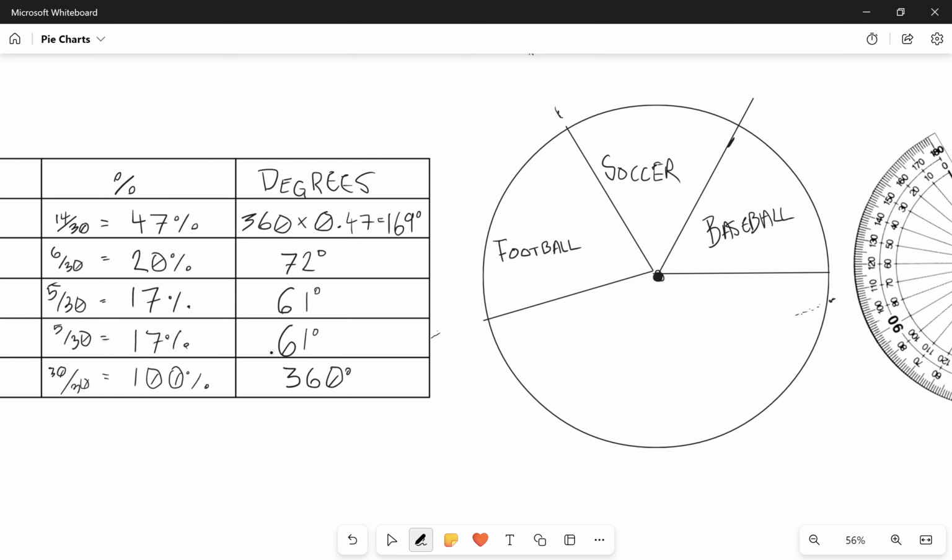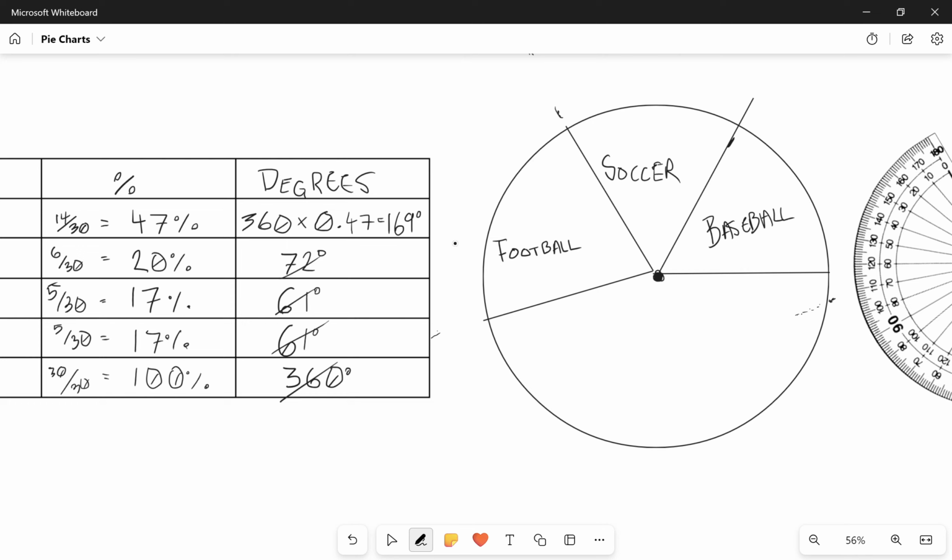We have done our 61 degrees. We've done our second 61 degrees. We've done our 72 degrees. We're just left with this 169. You could say, well, aren't we left with this 360? But no, 360 actually just represents the total. The whole circle is 360, so we never had to represent that. We're just left with this 169 here.